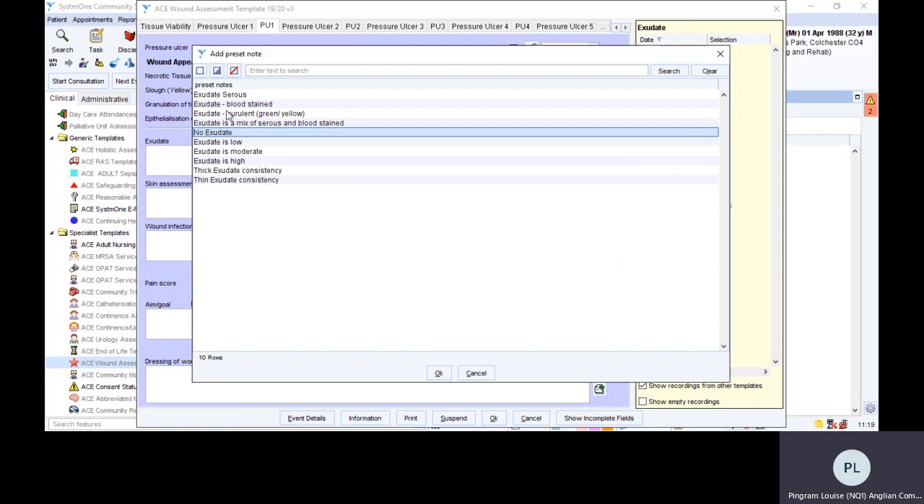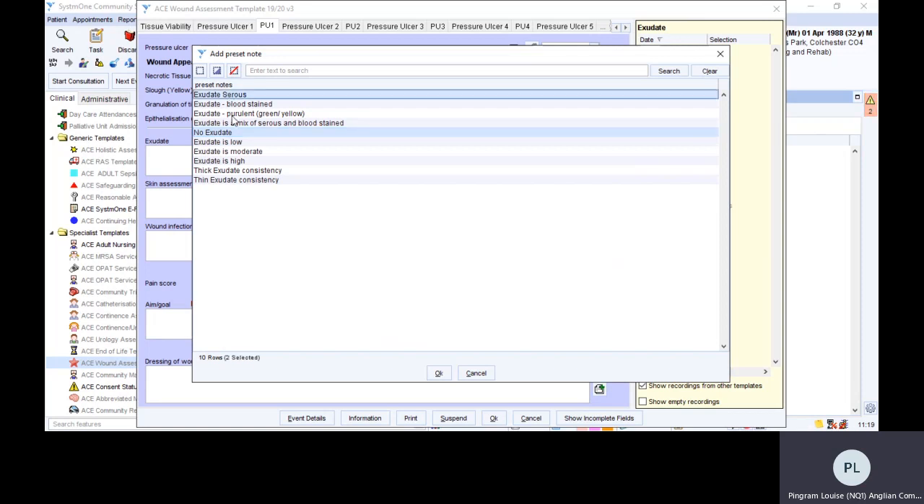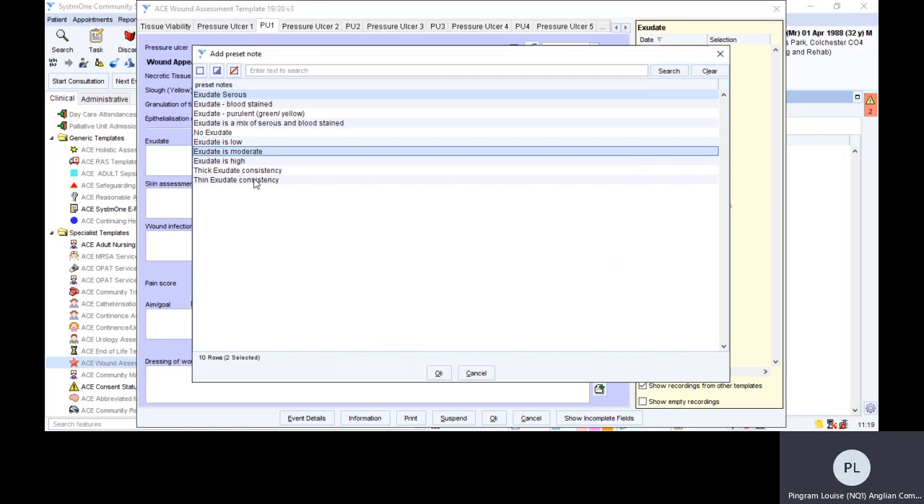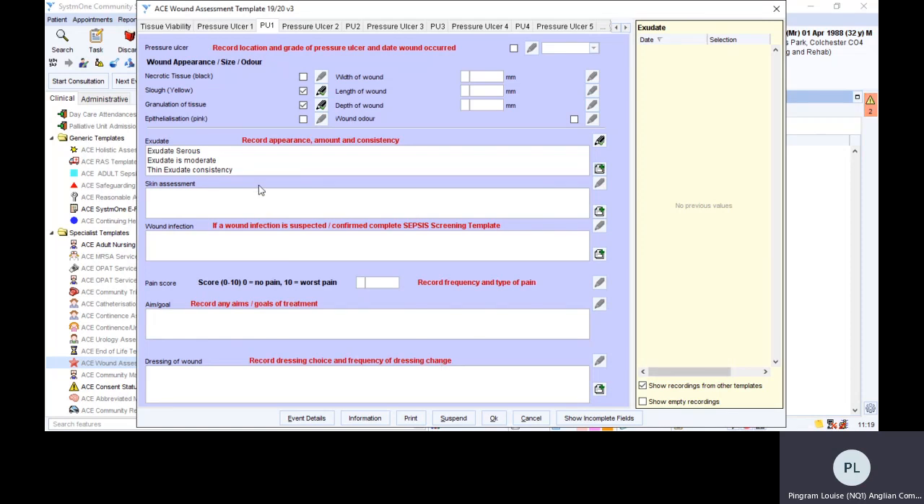So just remember, by pressing the control button, you can select multiple elements of this. So exudate could be serous, it could be, there won't be no exudate if it's serous. So it's serous, it is moderate, and it has a thin consistency. So you can select all 3 of them and press OK, and all 3 of them will go in there. If you did then need to write anything extra, you can still free text in that box.